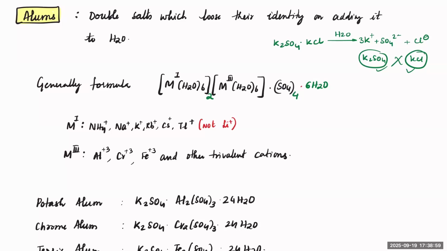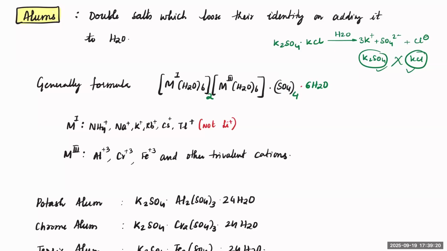See, double salts are those which lose their identity on adding to water. In fact, they lose their identity. That's why they are called double salts. We have come across this definition before in coordination compounds. Alum is one of the double salts here.